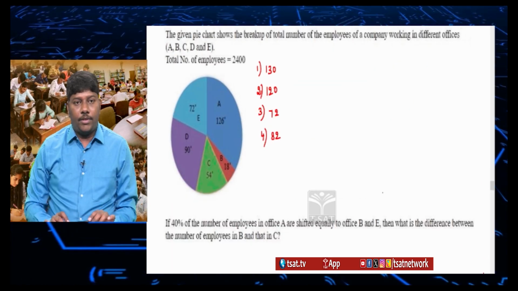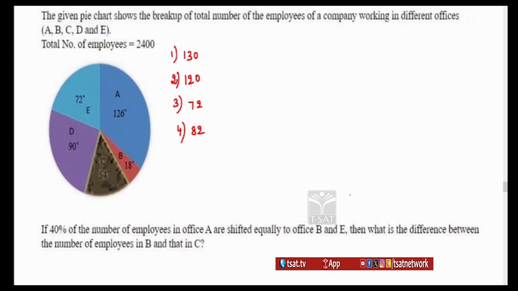The next graph. Again it is the same graph, but look at here. If 40% of the number of employees in office A are shifted equally to office B and E. Now what is 40% shifted equally to B and E means 20% to B, 20% to E. I don't need to find out the entire 40%. Now what is A in terms of degrees? It is 126. We know 10% is how much? 126 by 10, which is 12.6. What is 20%? 25.2 in terms of degrees. I am giving it to B and E.